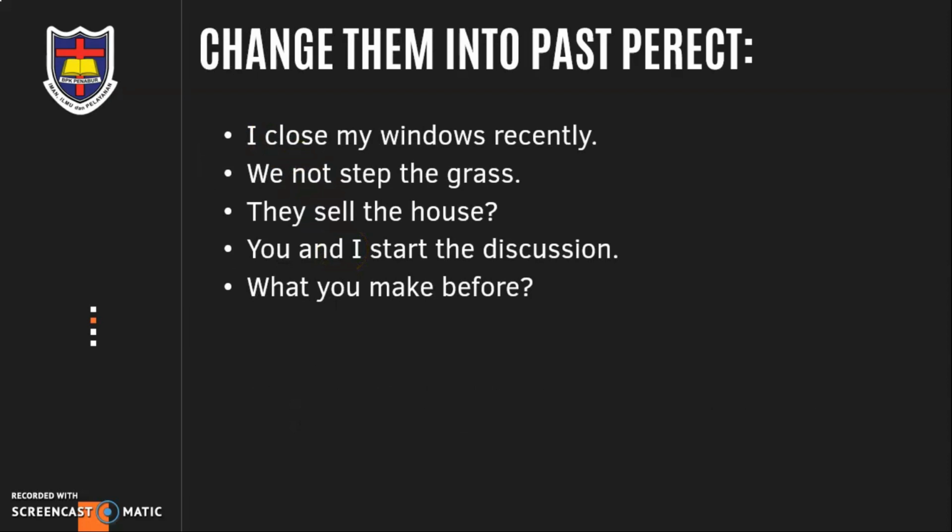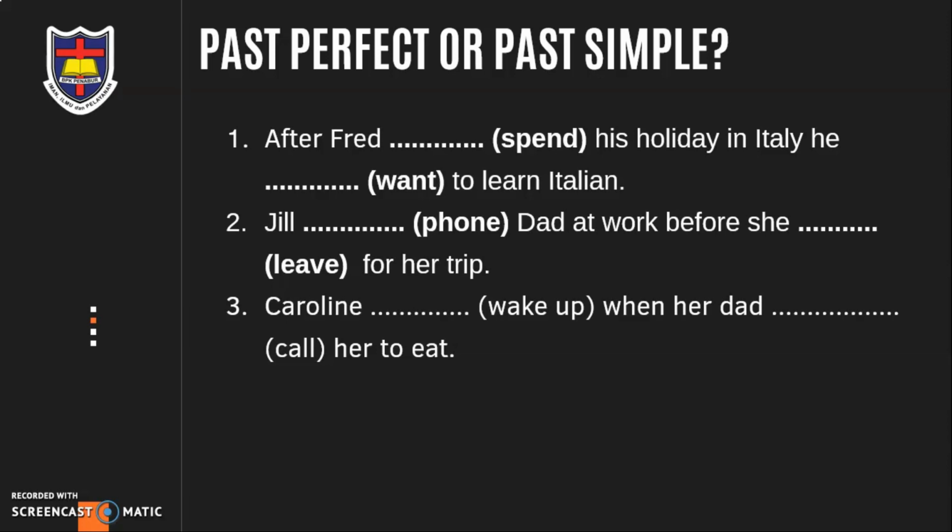Now, I put some exercises that you need to finish. For the first one, you need to change the sentences into past perfect. There are 5 sentences. Be careful. You need to pay attention to the sentence itself. When there isn't any negative sign in it, it should be positive. When you find a negative sign, it should be negative. When you find an interrogative sign, it should be an interrogative sentence. Okay? And last, I put 3 numbers that need to be finished about past perfect or past simple.